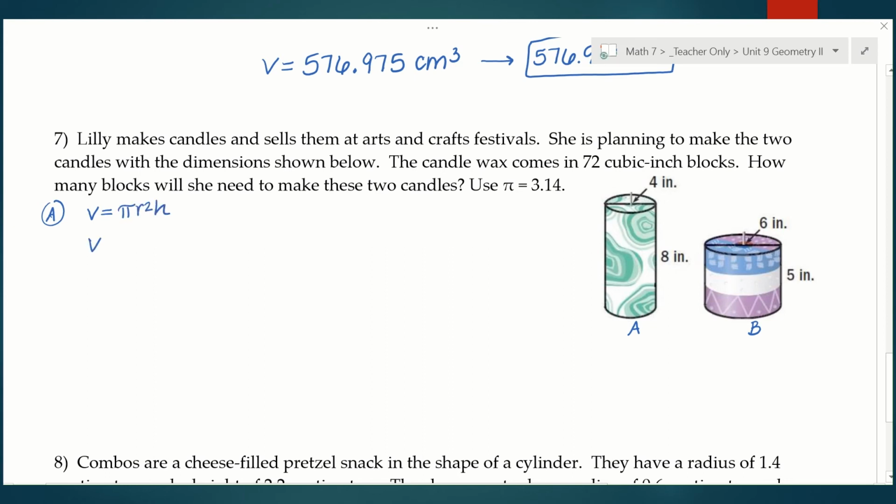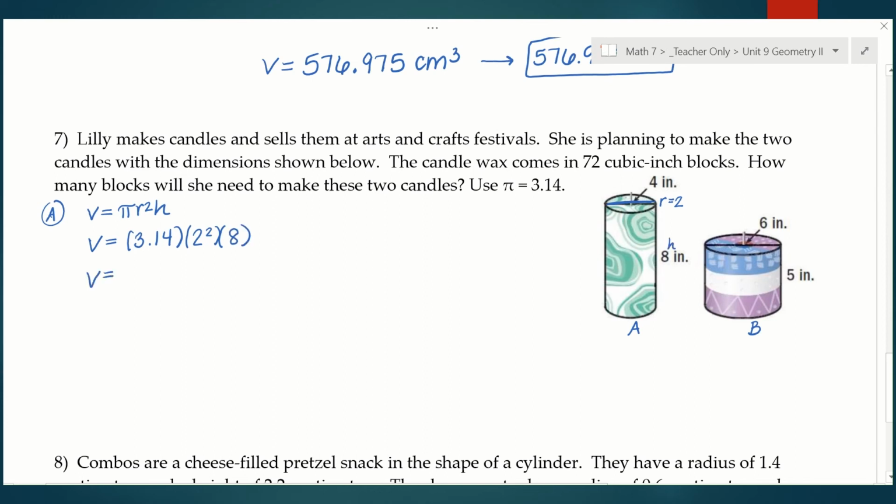Okay, so they tell me to use 3.14 for pi, so I'm going to plug that in. The radius of candle A, so if you look at the picture, they're giving us the diameter because I can see it goes all the way across. So that means that the radius would be 2. So I'm going to put in 2 squared. And the height of that candle is 8.